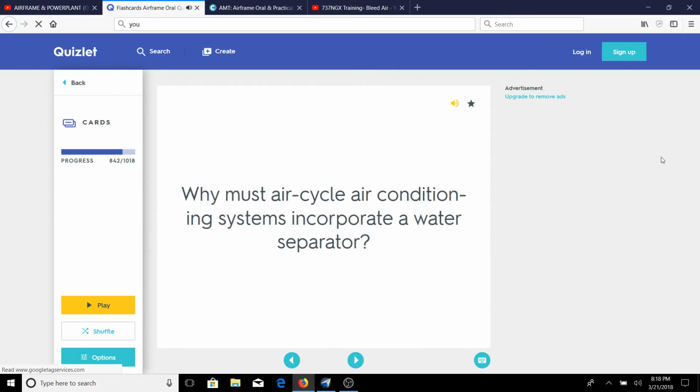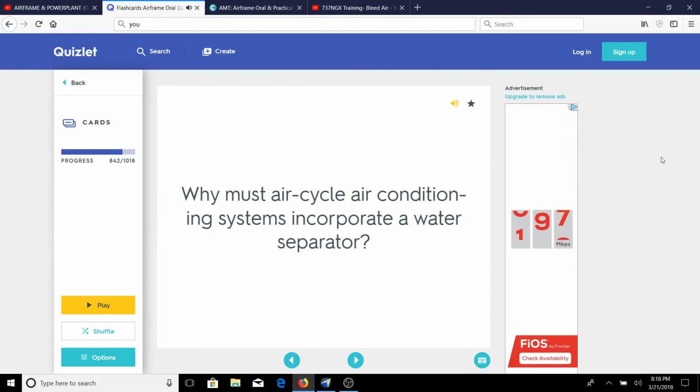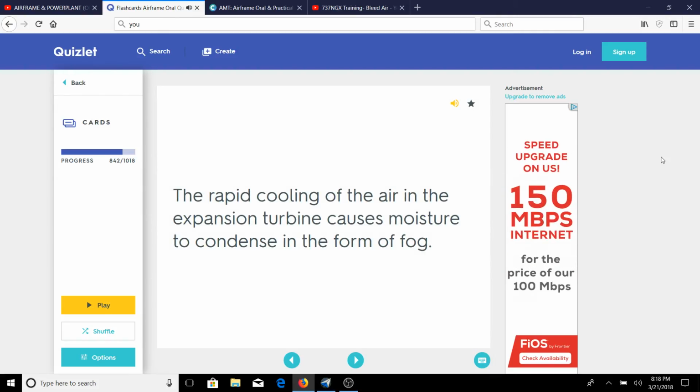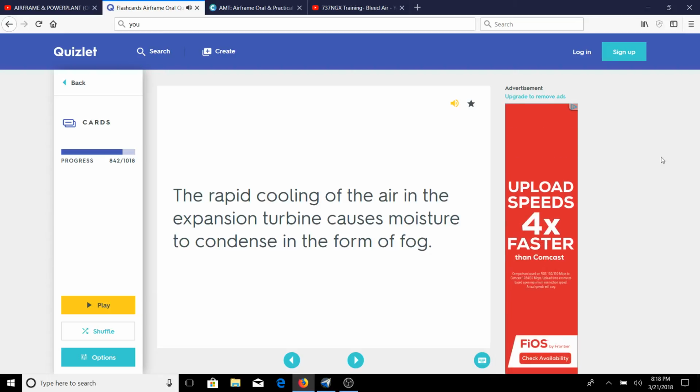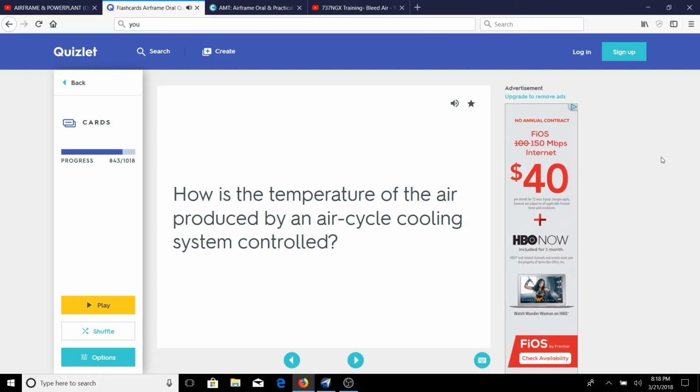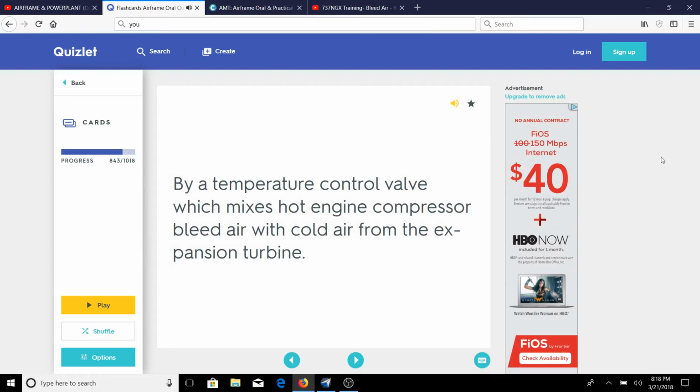Why must air cycle air conditioning systems incorporate a water separator? The rapid cooling of the air in the expansion turbine causes moisture to condense in the form of fog. How is the temperature of the air produced by an air cycle cooling system controlled? By a temperature control valve which mixes hot engine compressor bleed air with cold air from the expansion turbine.